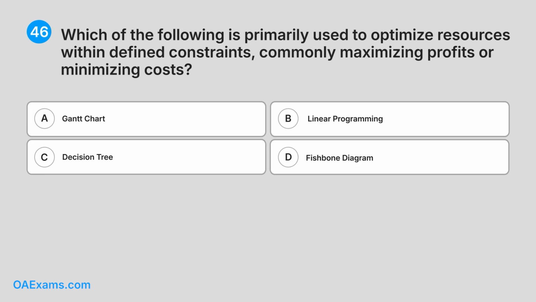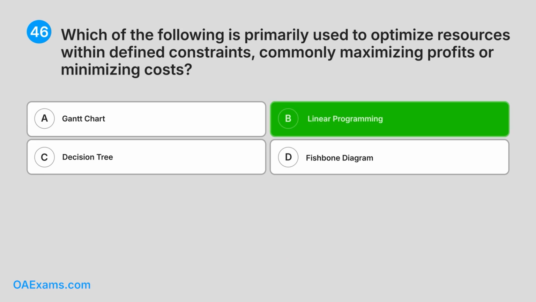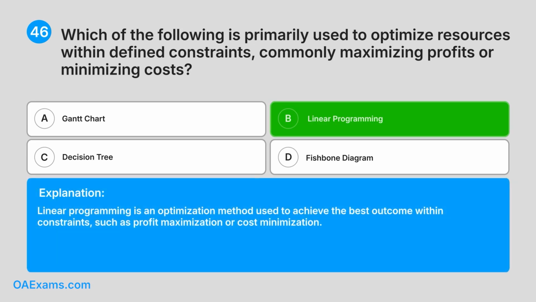Correct answer. B. Linear programming. Explanation. Linear programming is an optimization method used to achieve the best outcome within constraints, such as profit maximization or cost minimization.